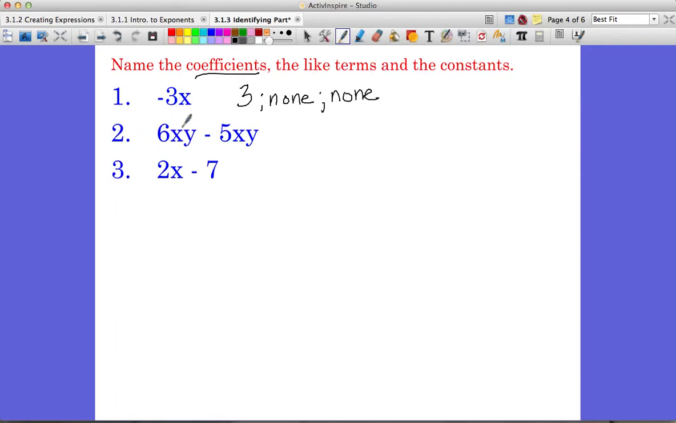If you want to go ahead and try number 2 on your own, you can do that, and then when you come back you can go over your answer, or you can continue here with me. So in this case, the coefficients are 6 and 5. The like terms, and if you would like, we can highlight these. So these are the coefficients. And then the like terms and the constants.